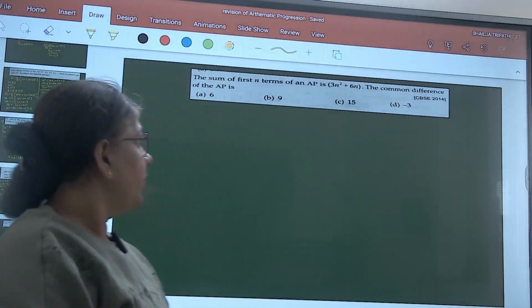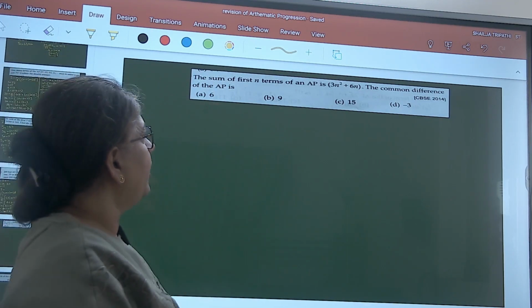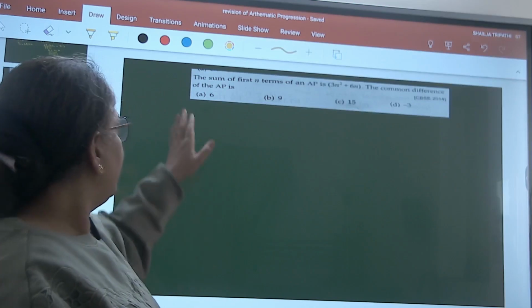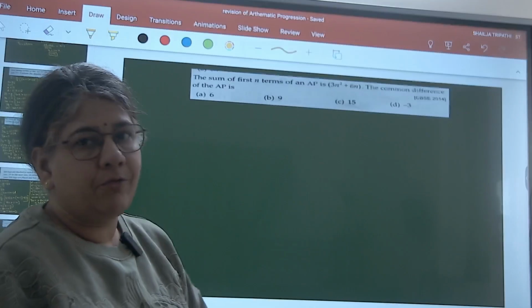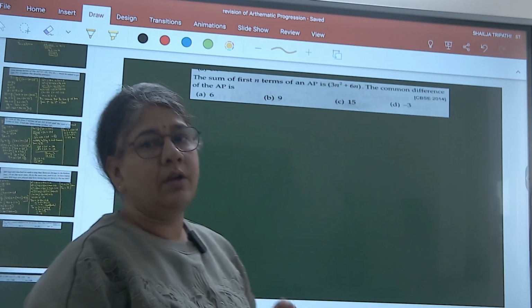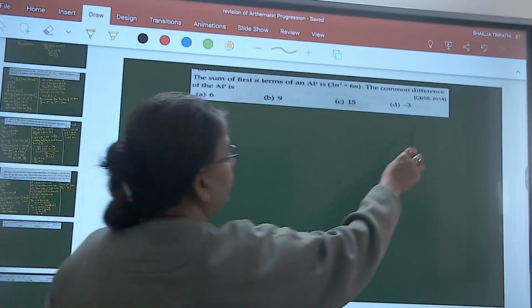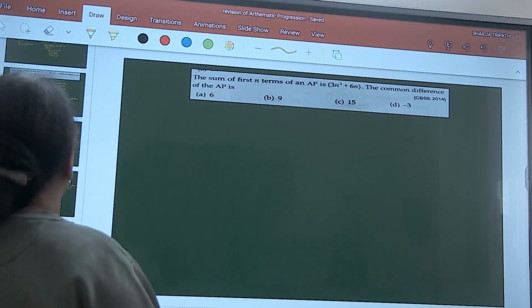See, our next question is the sum of first n terms of an AP is given as 3n square plus 6n. The common difference of the AP is, we have to find. This is an MCQ question, but at the same time it is a very important question and it has been asked in the year 2014.